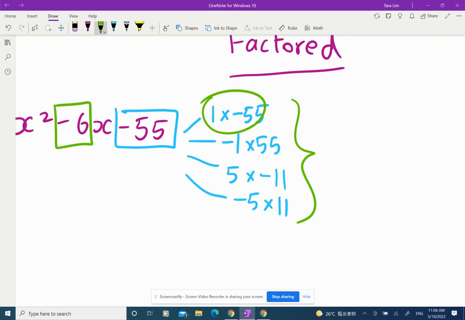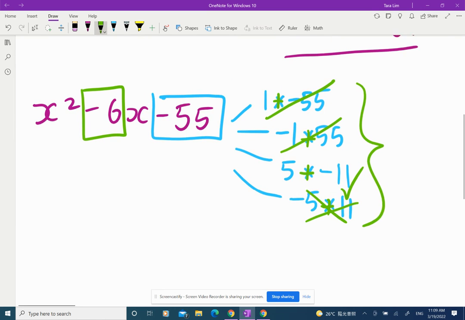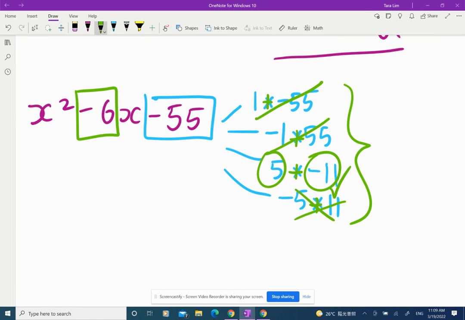So let's try the first one. 1 plus negative 55, which is the same as 1 minus 55, is not negative 6, so we can eliminate that, as well as negative 1 plus 55, which is also not negative 6. And 5 plus negative 11 is negative 6. So it's correct. And last but not least, negative 5 plus 11 is a positive 6, so that's incorrect. So we have 5 and negative 11.